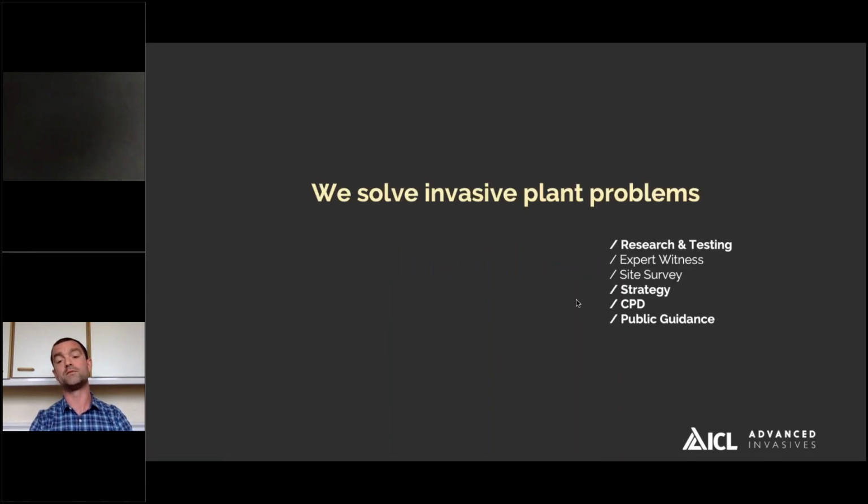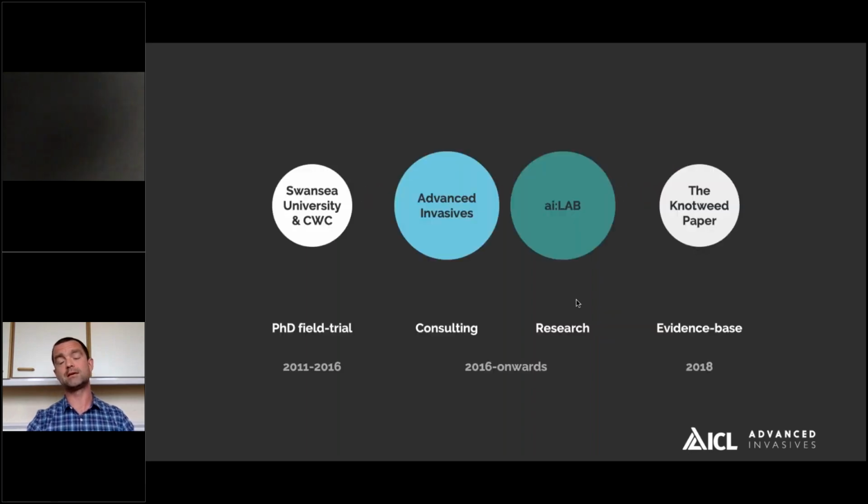Briefly, we solve invasive plant problems. Today we'll be looking at research and testing, strategy, CPD, and also public guidance. We're quite unique as a consultancy in that our work and what we produce for our clients is evidence-based. There's an academic element to that, but also a commercial element as well. And quite uniquely, what we find, we publish in the public domain. And that fundamentally informs both our consulting offer and also the continuing R&D that we undertake, principally down at our Taffs Well site.